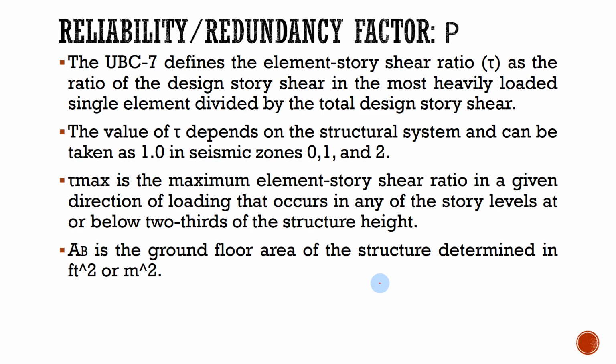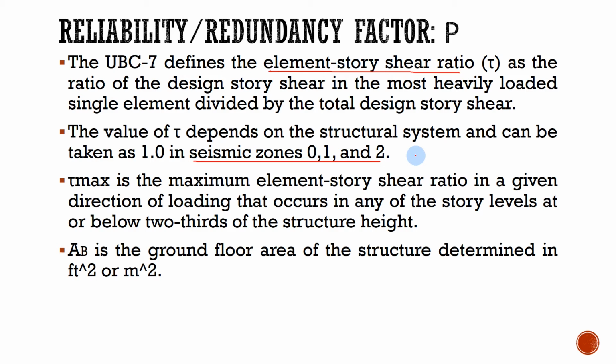So the UBC 97 defines the element story shear ratio, guys, as the ratio of the design story shear in the most heavily loaded single element divided by the total design story shear. Okay, so the value of tau depends on the structural system and can be taken as 1. That is fine for seismic zones 0, 1, and 2. But again, we are in seismic zone 4, so it seems we can take it as 1. Okay?